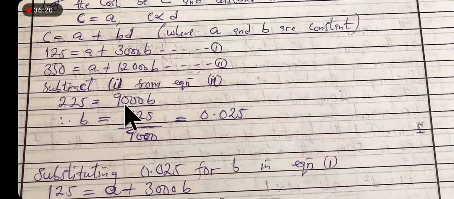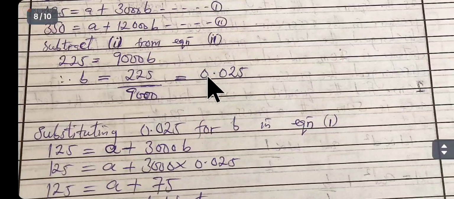So we are looking for B. Divide both sides by the coefficient of B. So B is equal to 225 over 9,000. If you divide it, you are going to have 0.025 as your B.